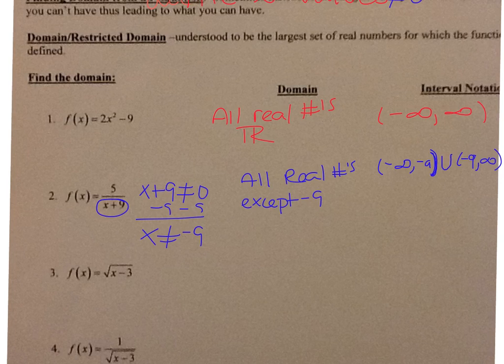All right, let's take a look at 3. You have a radical. So think about what you can't have with a radical. You can't have a negative under the radical. This number under here can't be negative because if it's negative, then it is imaginary. It's not real. So x minus 3 has to be greater than or equal to 0 because it can be equal to 0. The square root of 0 is 0. It just can't be negative. So it has to be greater than or equal to 0. So add 3. X has to be greater than or equal to 3. So that would be the domain. X is greater than or equal to 3. So my interval notation would be bracket 3 to infinity.